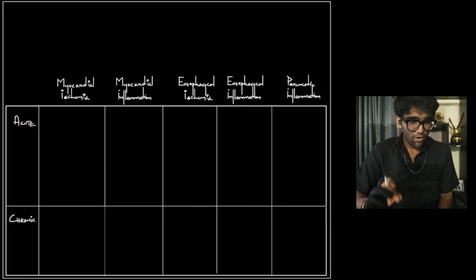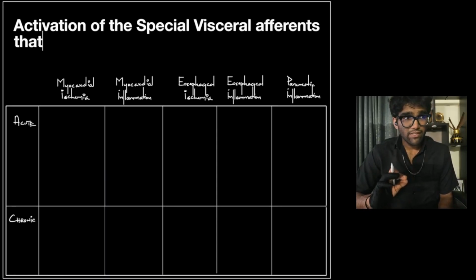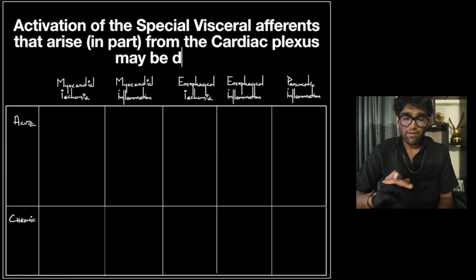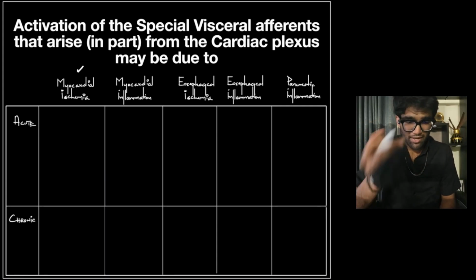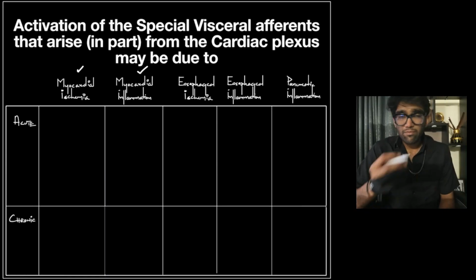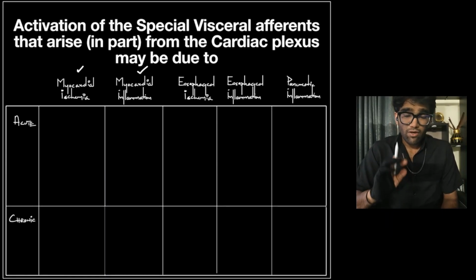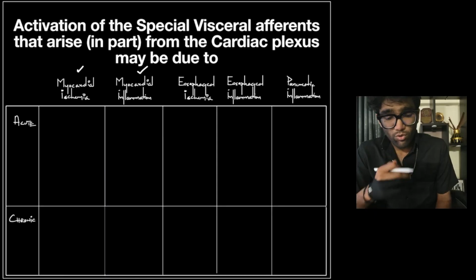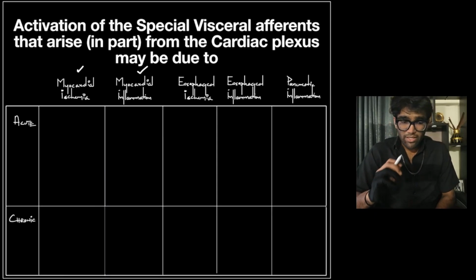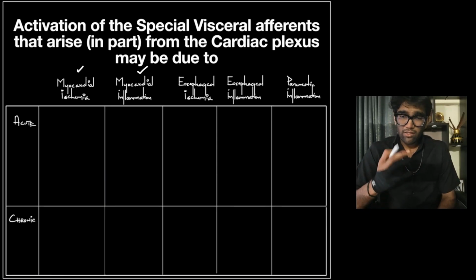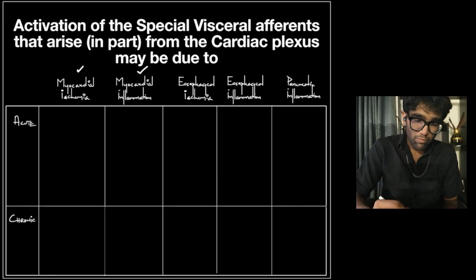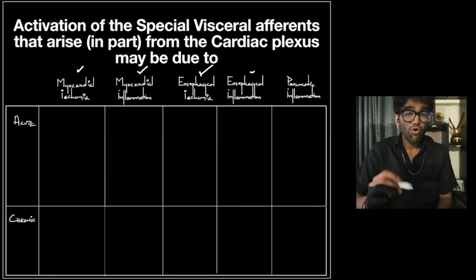Okay, now, what might be the cause of this kind of special visceral efferent activation arising, at least in part, from the cardiac plexus? It might be due to myocardial ischemia, obviously because the myocardium is supplied by the cardiac plexus. It may be due to myocardial inflammation, again because the myocardium is supplied by the cardiac plexus. Now I said T1 to T4. So it could also be from the special visceral efferents that arise from the esophagus, or even the proximal parts of the stomach. So it could be from foregut structures like the esophagus. So esophageal ischemia and esophageal inflammation would also cause this.